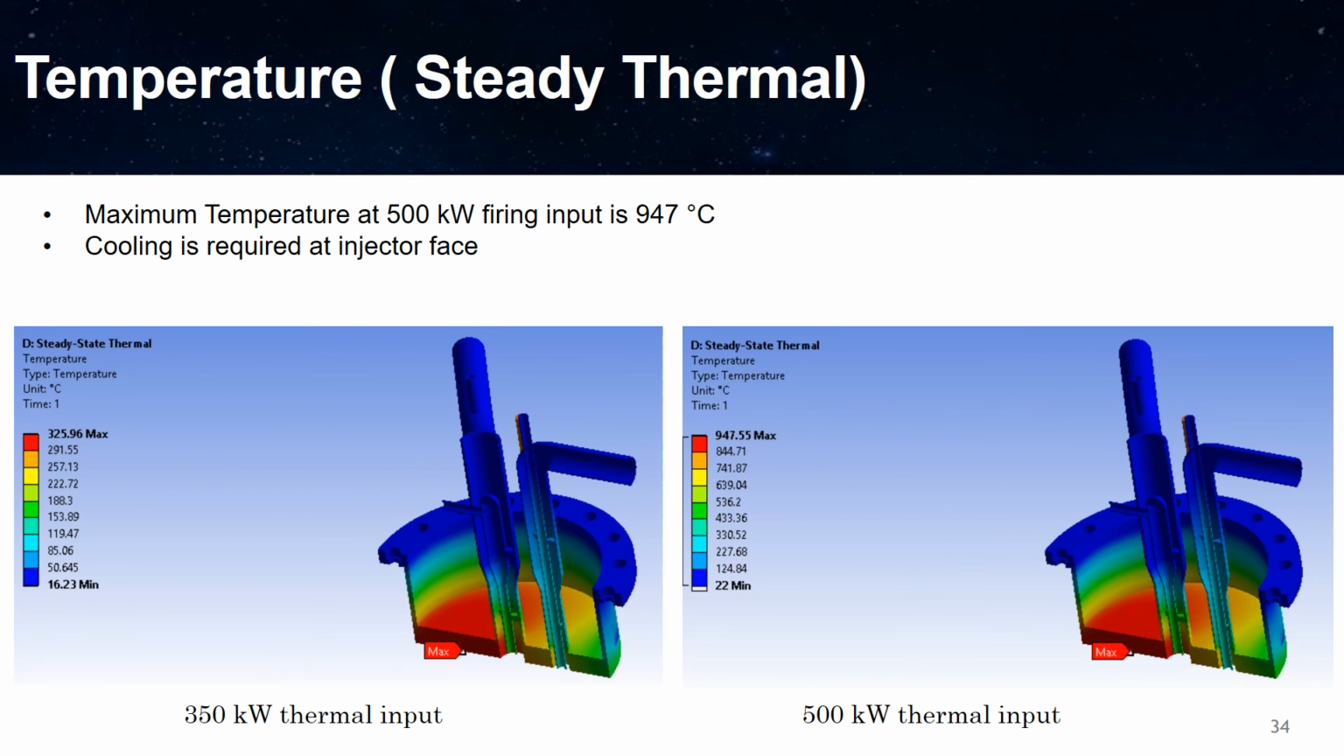Now, if we look into the maximum firing input of 500 kilowatt, we can see that the injector face temperature went up to 947 degrees Celsius. That's really close to Inconel's melting temperature, and we should be yielding by that, yielding at a very low pressure. I think for 500 kilowatt and 100 bar coupled, we should be yielding. So we need to look into a way to reduce the temperature on that injector face. The best way is to implement a cooling line on that injector face.